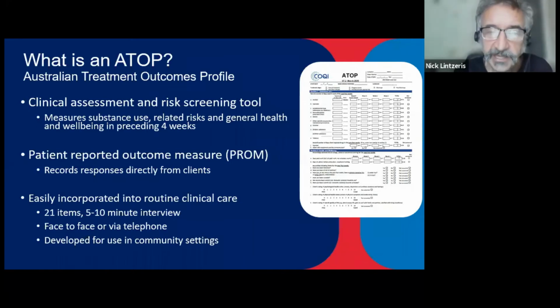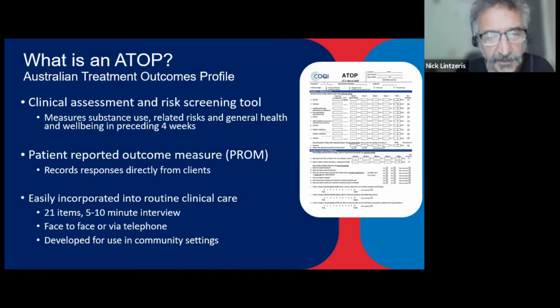And really highlighting that when the ATOP was developed, it was actually an adaptation of the British TOP, which stood for the Treatment Outcome Profile, and we adapted it to Australian conditions and it became the ATOP. So when it was developed in the British context, it was very much in that sense of we needed a tool that can actually assess a broad range of substance use and related health issues and social issues, and that could be easily administered in a standard 30-minute, one hour kind of appointment.